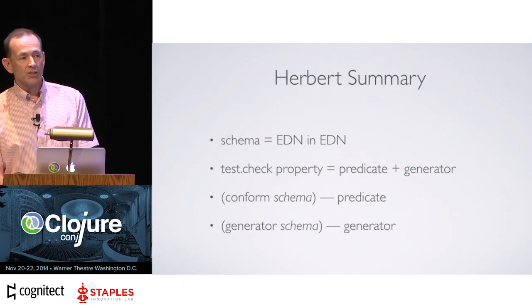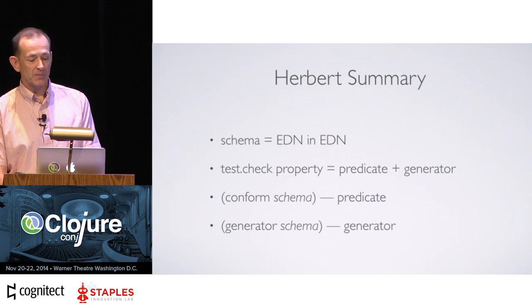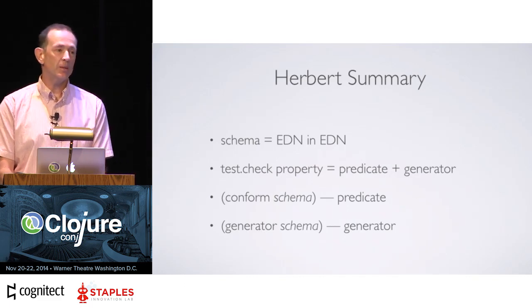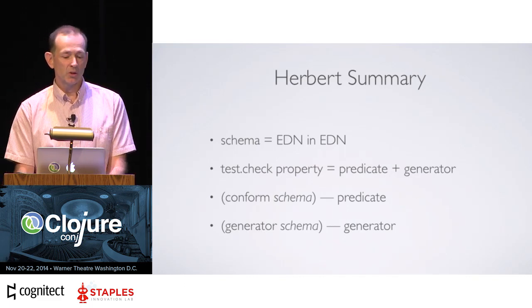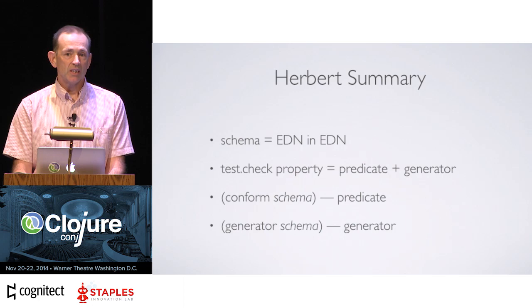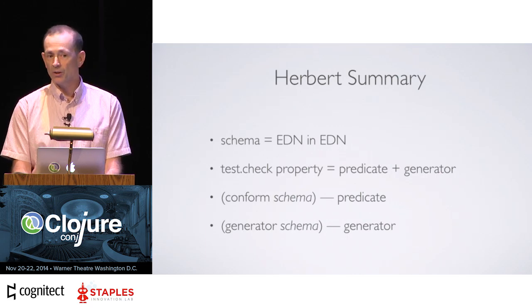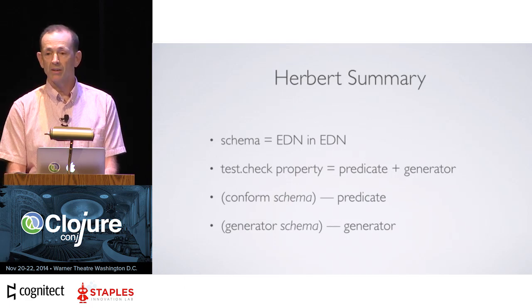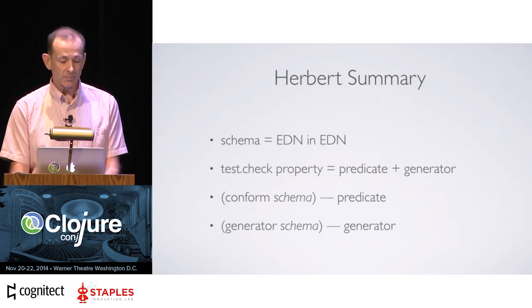All right, so that's kept me pretty busy. I want to summarize what we talked about. The first thing is that Herbert schemas are EDN data descriptions written in EDN. I'm describing your EDN data using EDN, so all your other tools that might manipulate Clojure data structures can also create these schemas.